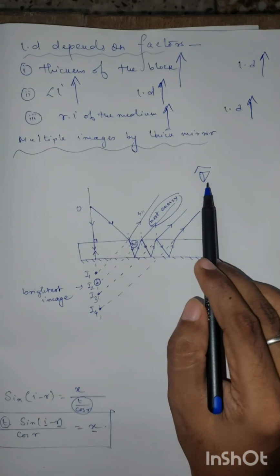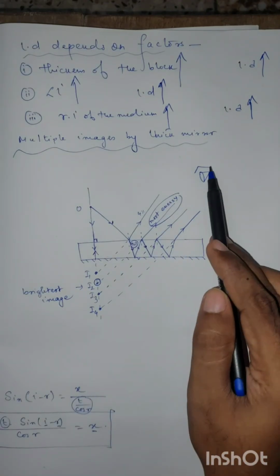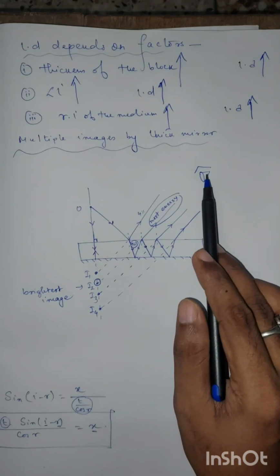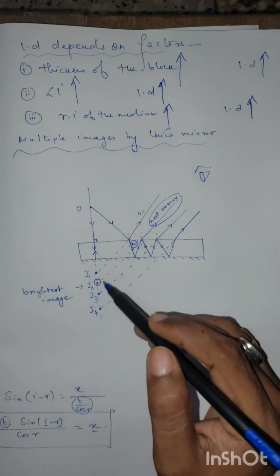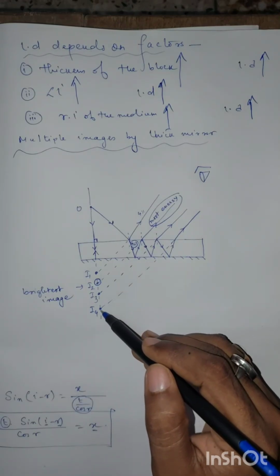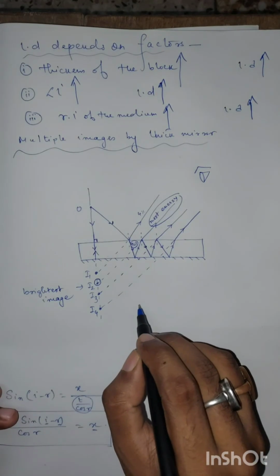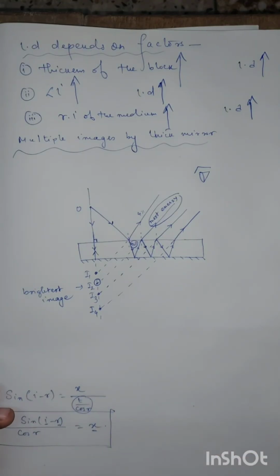If we put our eye in front of this mirror, and if we see obliquely, we shall see many images inside the mirror. We can see multiple images. I hope it is very clear to you.